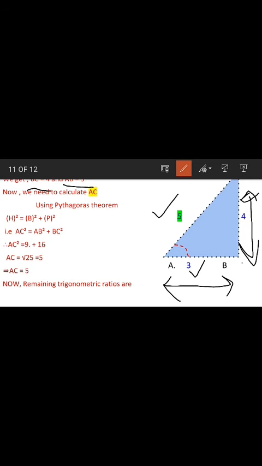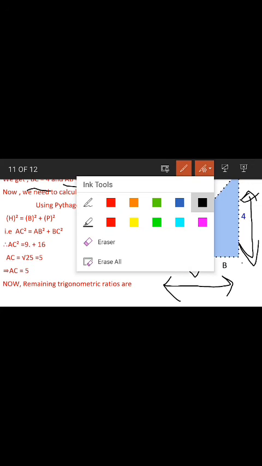Now class, since we have two sides of the triangle, the perpendicular and base, AB and BC, in order to get all the trigonometric ratios we also require the third side of the triangle, that is the hypotenuse, AC. In order to calculate it, we need to apply the Pythagoras theorem here. You have done the Pythagoras theorem in the previous classes, 8th and 9th, in which the square of the longest side is the sum of squares of the other two sides, that is base and perpendicular. The Pythagoras theorem says that hypotenuse square is always equal to base square plus perpendicular square.